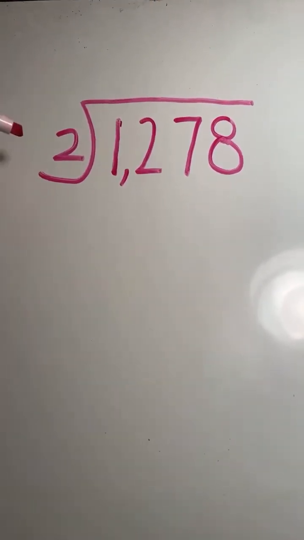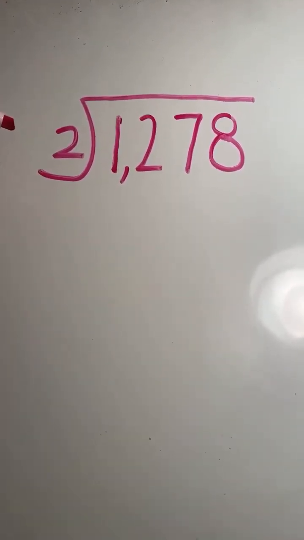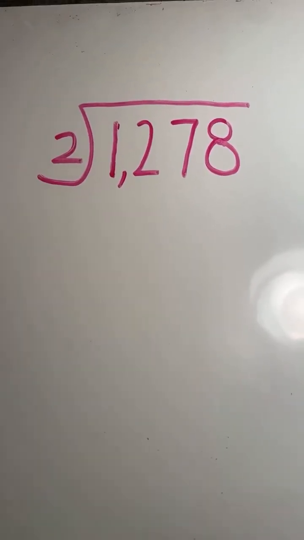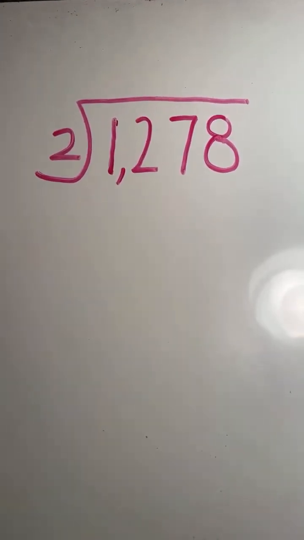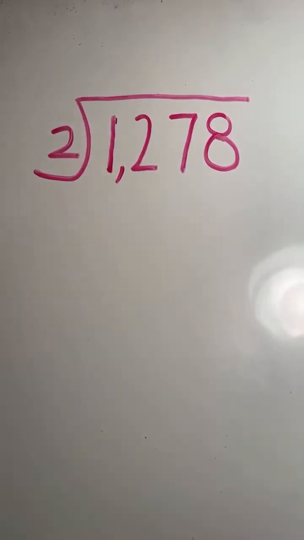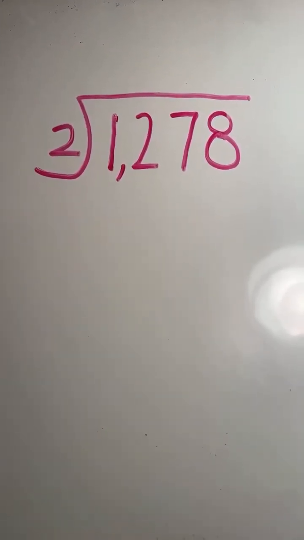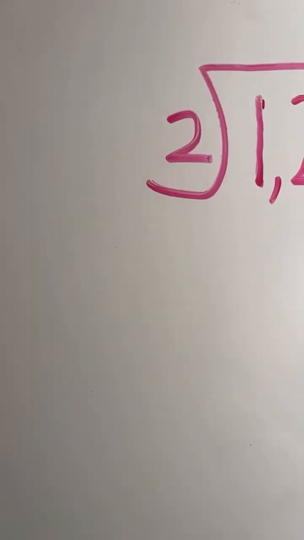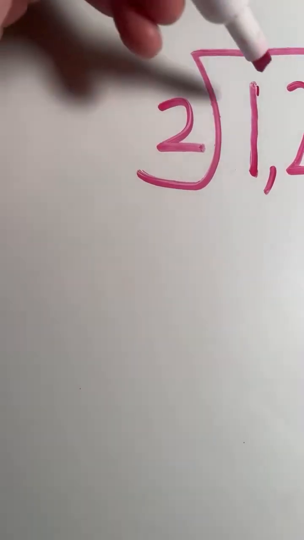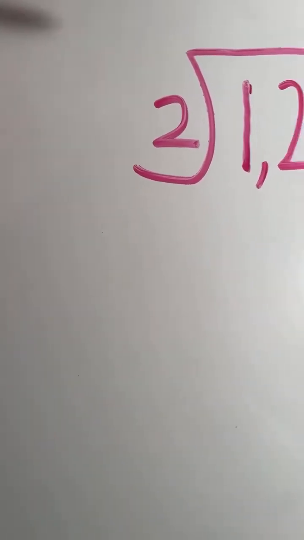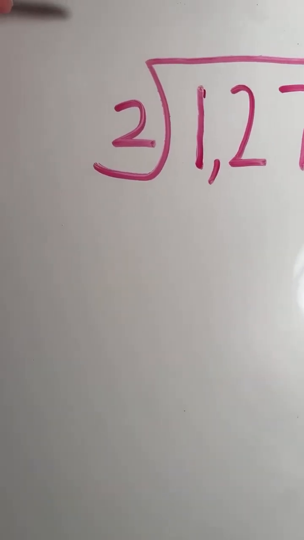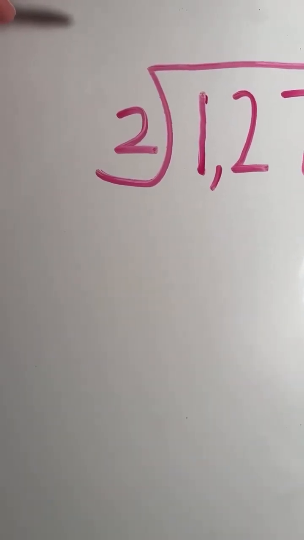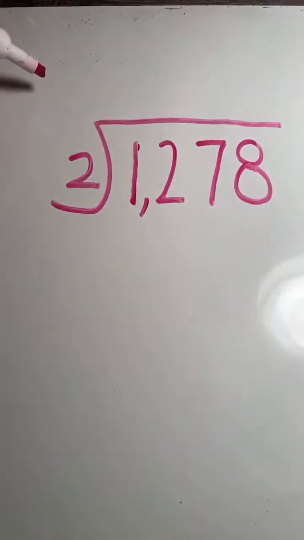If we just count how many groups of 2 go into 1,278, it'll take forever to count that high. So we want to start dividing by the smallest number possible, and the only rule is the number inside the square has to be equal to or bigger than the number outside. So again, we cannot start with 1 digit by 1 digit division because 2 is bigger than 1. That won't work. We can start out with 2 digit by 1 digit division. So we can do 12 divided by 2.